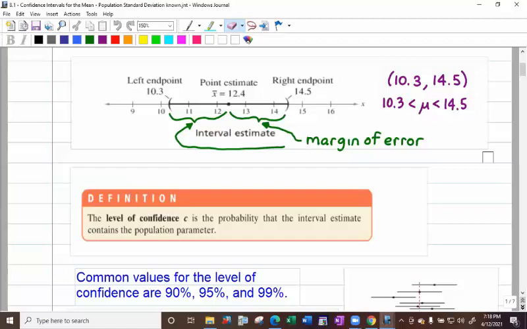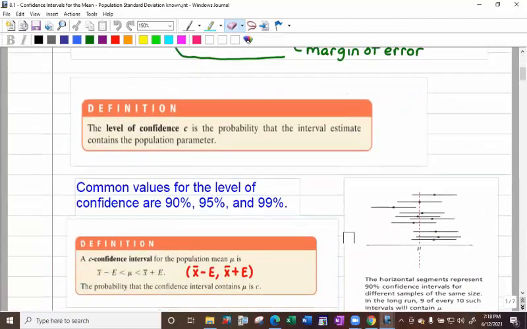Now we've got confidence levels. They don't have to be just these three numbers, but common values are 90%, 95%, and 99%. So if you do a 95% confidence interval, what that means is that there's a 95% chance that your population mean was in that interval, which means there's a 5% chance that it wasn't. But you'll never know that, so you don't have to lose any sleep over it. You can't control that.